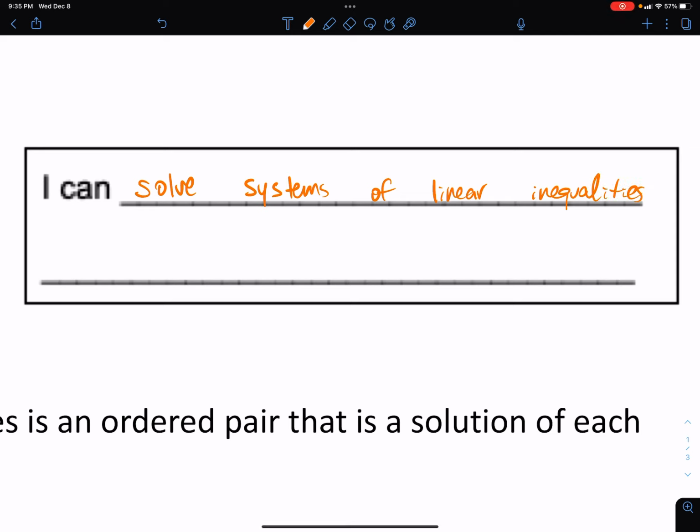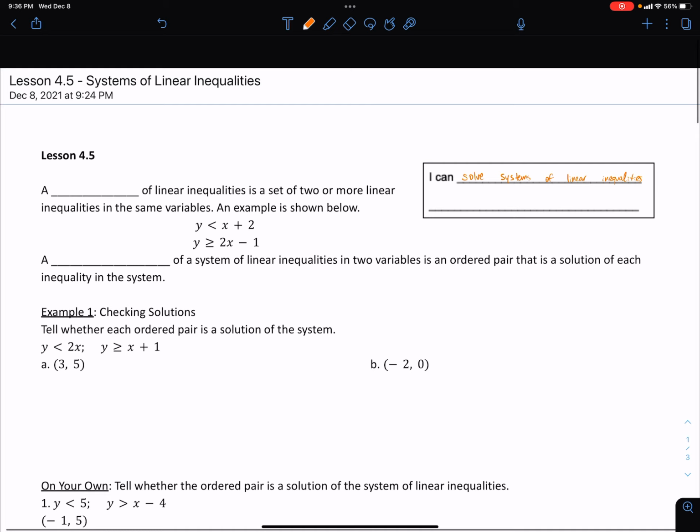So this is going to be the final, I would say, notes before we start getting ready for our Chapter 4 test that's going to be in the next upcoming days. So we are wrapping up Chapter 4 after this. Everything we've talked about was solving systems of equations. This last section is going to be on solving systems of linear inequalities.